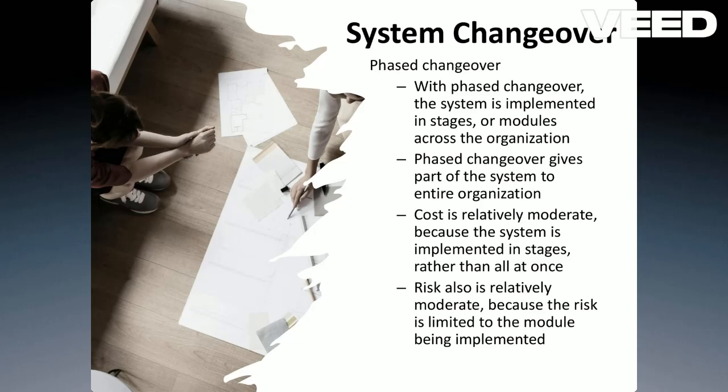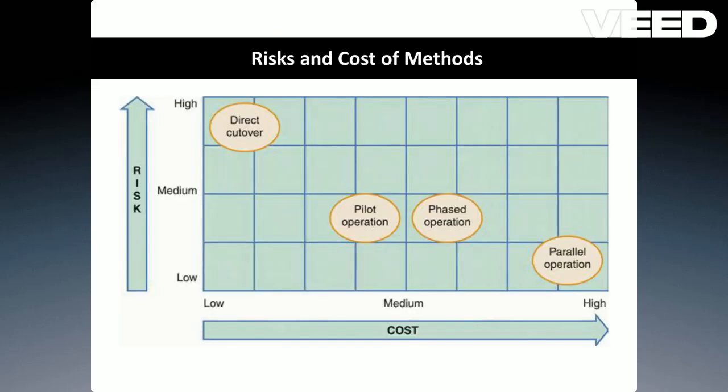So collectively, what we have discussed, we are saying when it comes to direct changeover, the risk is high, but the cost is low. Pilot and phased, cost and risk moderate. Parallel, cost is high, but the risk is very low.